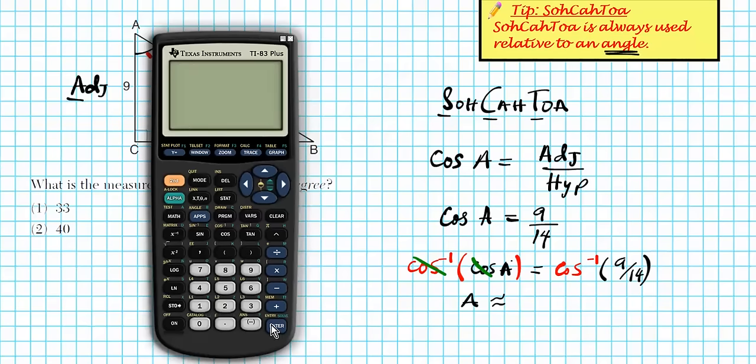I want to make sure I'm in the right mode. I'm in degree mode, which is good. So you go second function cosine, which calls up your inverse cosine function, 9 divided by 14. And our answer is 49.9948.